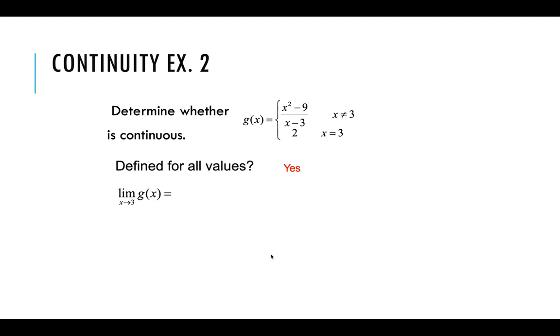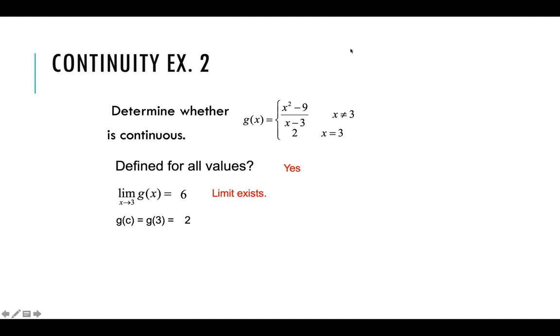Let's find the limit as X approaches 3 of G of X. That's going to be 6. At first, we get our indeterminate form, and then we simplify, and we'll get X plus 3 left, and 3 plus 3 is 6. So the limit exists, and it exists from the left and the right. They are equal. And then G of C equals G of 3 equals 2.